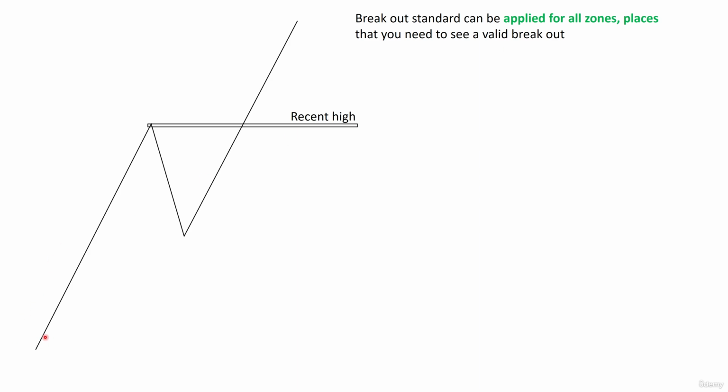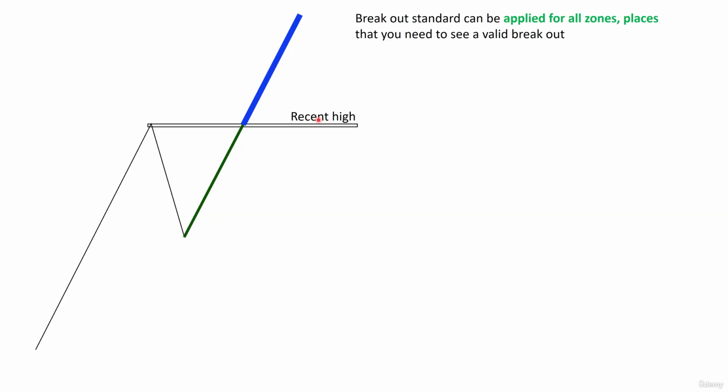For example, you have an up structure like this. You can see a higher high, higher low structure, and we will have the recent high placed right over here. At this time we will wait for the price to break out of the recent high, and normally we look for the breakout standards at this place to confirm buying pressure goes above the recent high, right?